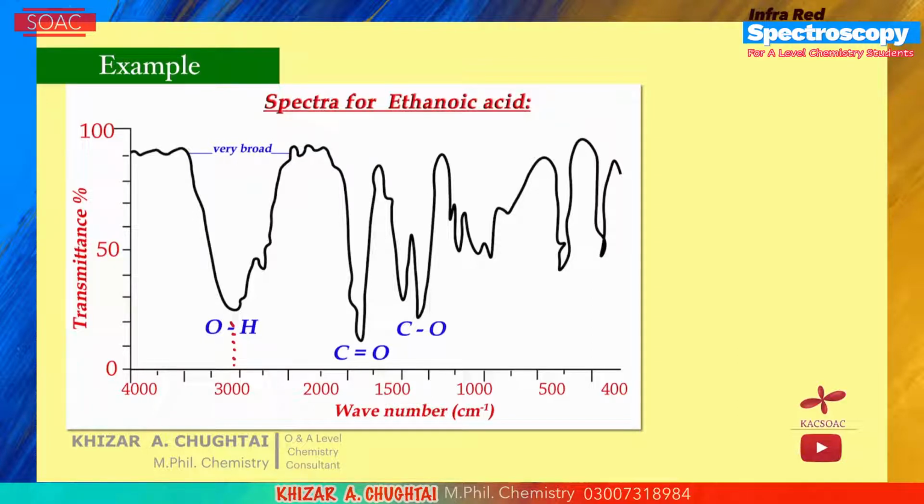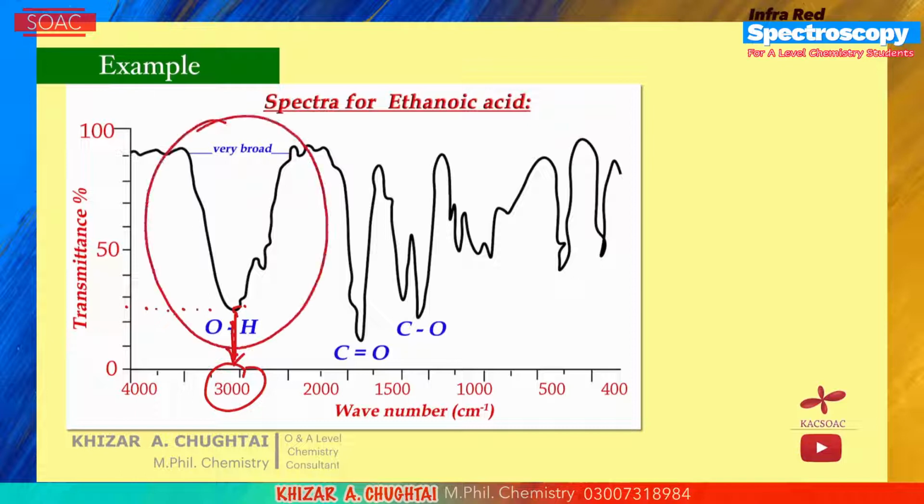It is almost 75% absorbance, and its absorbance is located at almost 3000 wave number. So OH from the carboxylic acid will lie around 3000 wave number. It will be a very broad peak, away from the x-axis. Once again, you will have to notice it and memorize the shape of this peak. It's a distinct peak especially for all types of carboxylic acid.